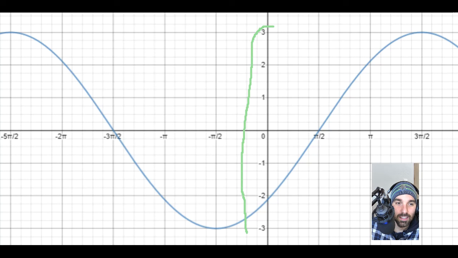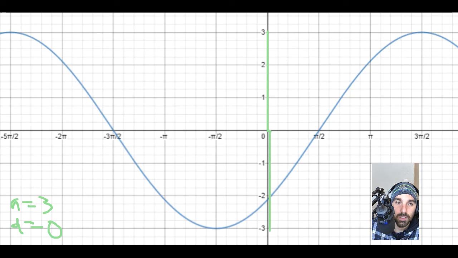So the first thing I'm going to look at is that there's a shift. There's also an amplitude change, which is really easy. We're going up 3 and going down 3, so the center line doesn't change. The amplitude is 3. So my A equals 3 for sure, and my D equals 0.